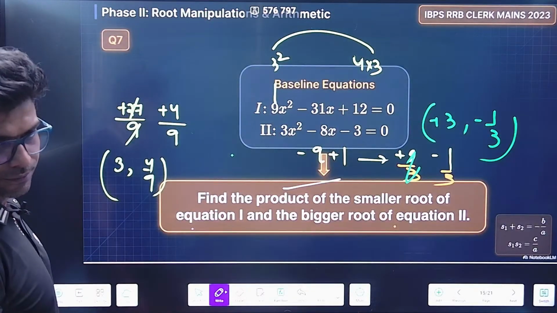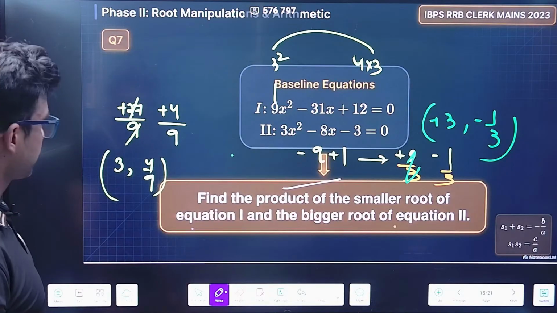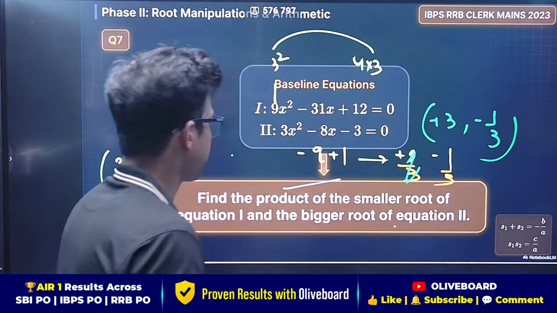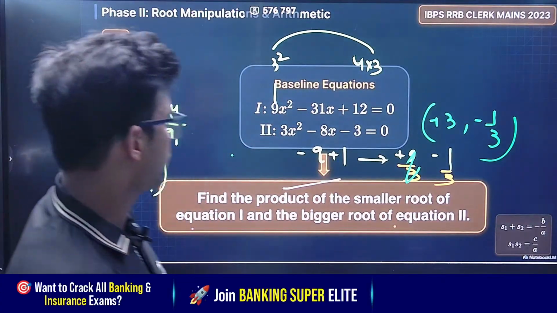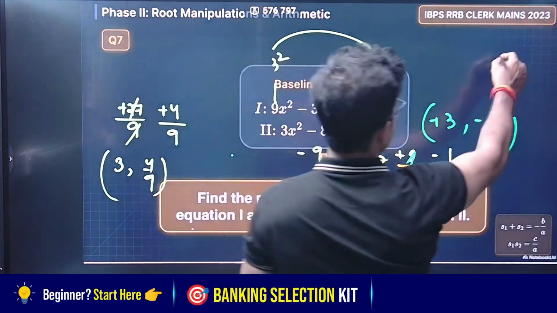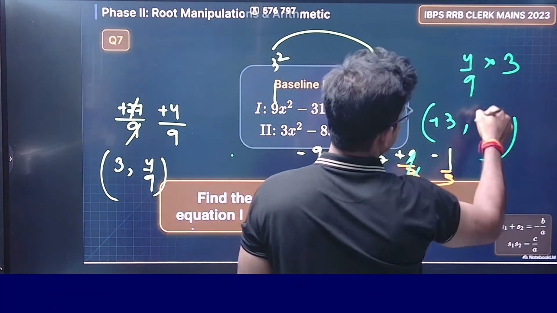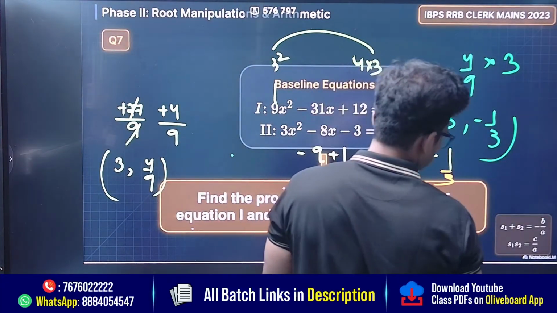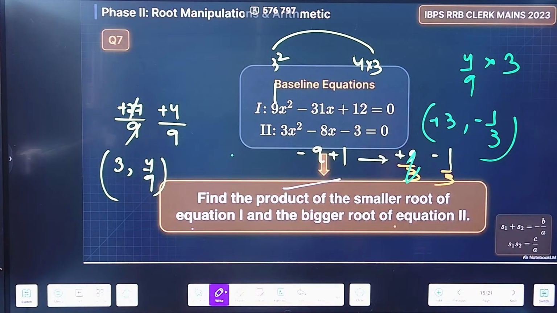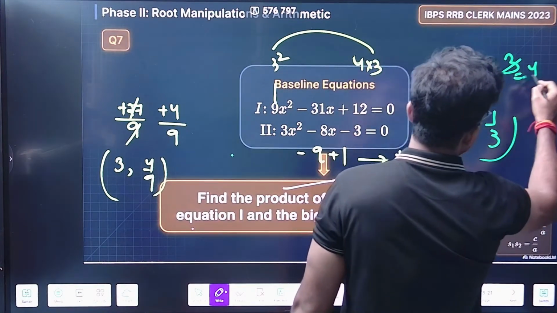Is it right, everyone? Now they are asking what? Find the product of the smaller root of the equation. Which one is the smaller root? You need to say smaller root is which one? And the bigger root of the equation 2. Bigger root of equation 2 is what? Bigger root of equation 2 is basically 3 and smaller root of equation 1 is basically 4 by 9. So multiplied by 4 by 9. Am I right? Say. Am I right? So 3 3s are. So 4 by 3 is the answer.